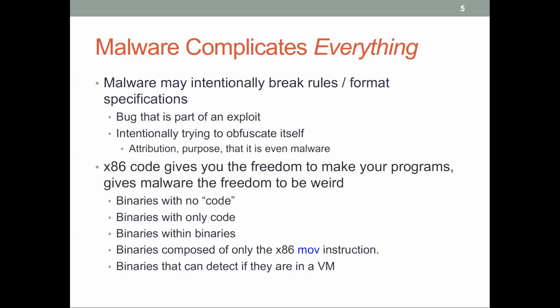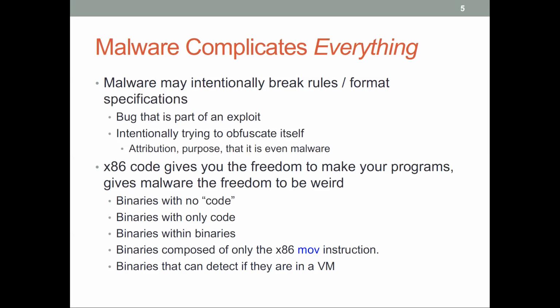Also, malware may intentionally try to obfuscate itself by changing its apparent purpose, by changing signs of attribution, or by changing hints on what the binary does, especially the fact that it's even a malware. Also, if you're considering the x86 architecture, the x86 code gives you the freedom to make your programs, but it also gives malware the freedom to be weird.